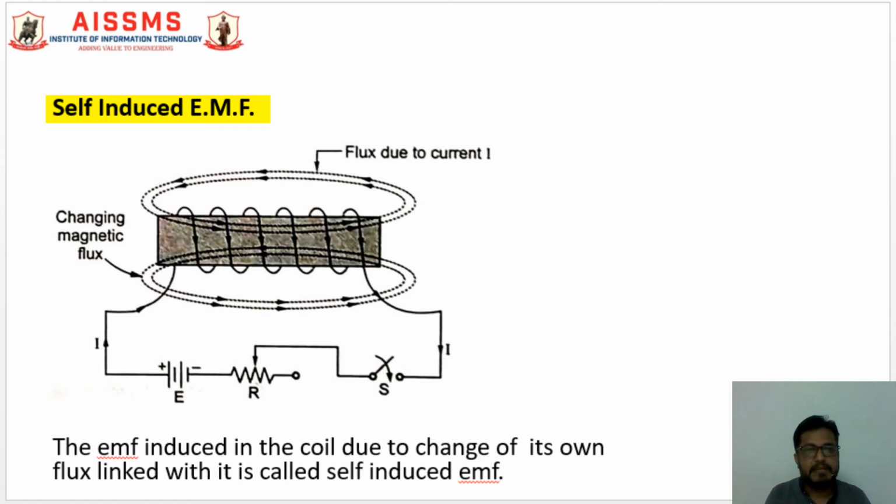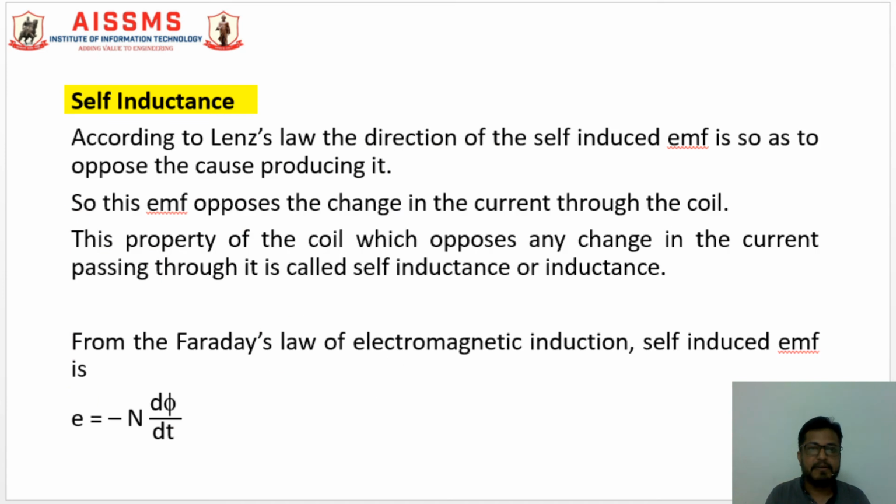Let N be the number of turns of this coil. So flux linkages for this coil equal N into phi. The EMF induced in the coil due to change of its own flux linked with it is called self-induced EMF. Now let us see what is self-inductance.